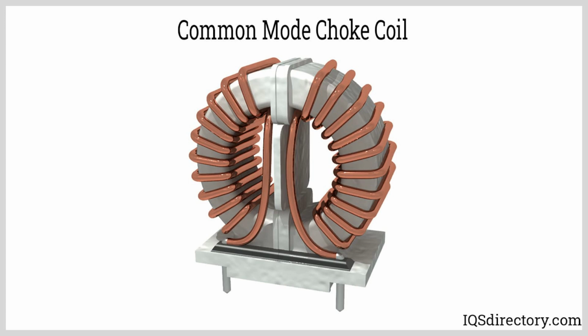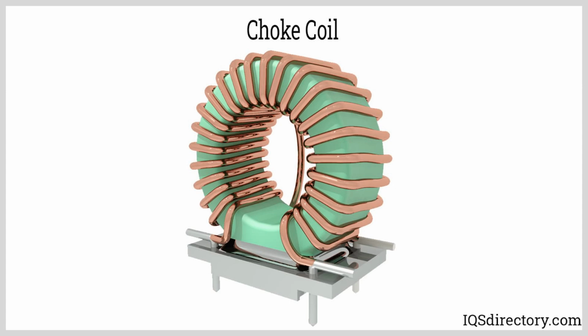Key components. Coil. The primary part of a choke is a coil of wire, which creates inductance. Magnetic core. Some chokes have a core made of ferromagnetic material, iron, ferrite, etc., to increase inductance. However, air core chokes are also used when high frequency is involved to prevent core losses.